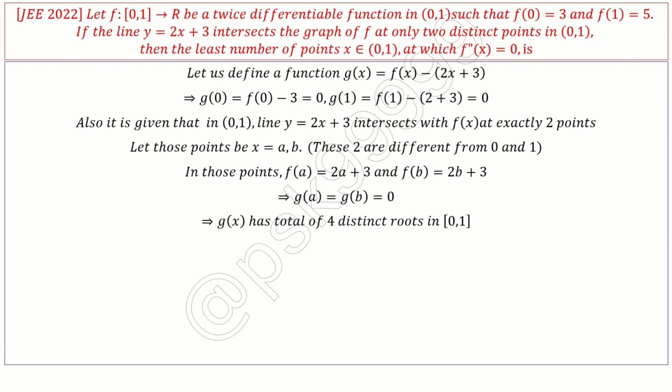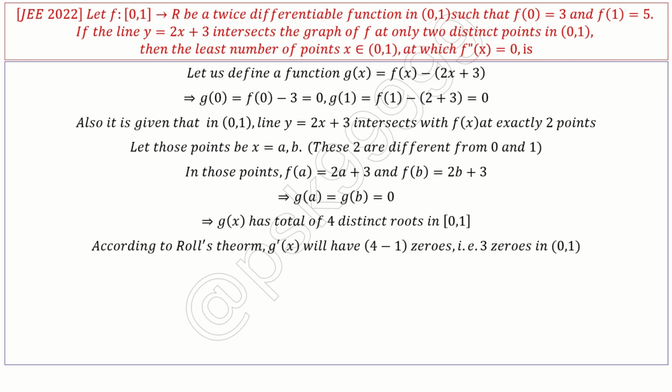Correct? Now, from Rolle's theorem, I can say that g dash x can have a minimum of 3 zeros. Minus 1 basically. Okay? Always on differentiation, g dash x will have 1 less zero than g of x. So according to Rolle's theorem, g dash x will have 4 minus 1 zeros, that is 3 zeros in 0 comma 1. Now, what is g dash x? g dash x is nothing but f dash x minus 2. Correct? This 3 is a constant, so it will become 0.